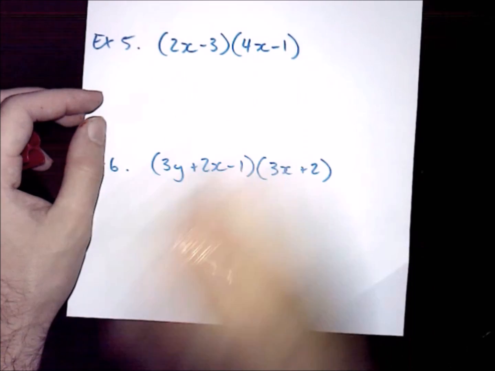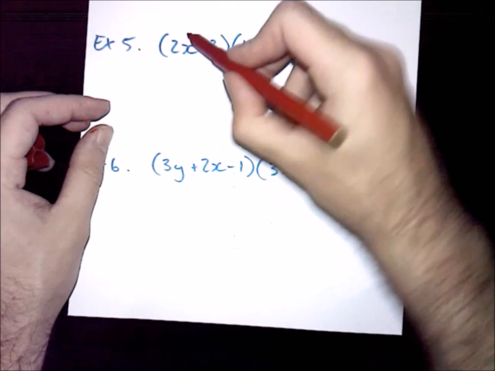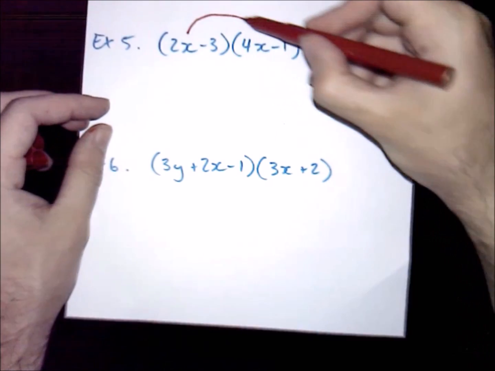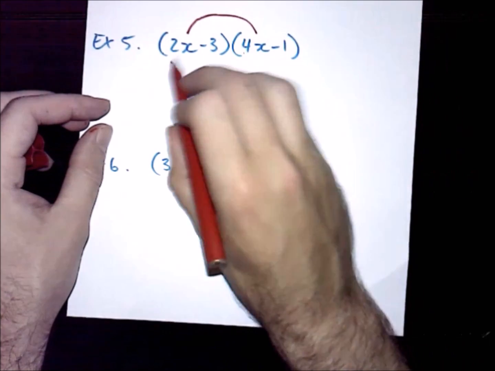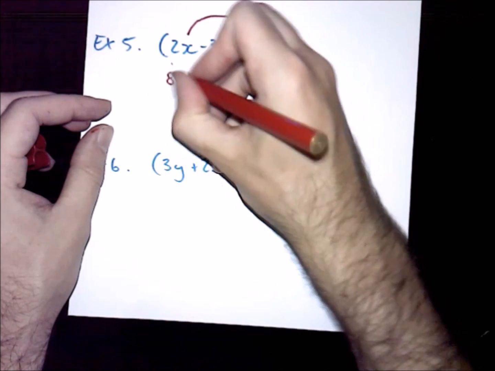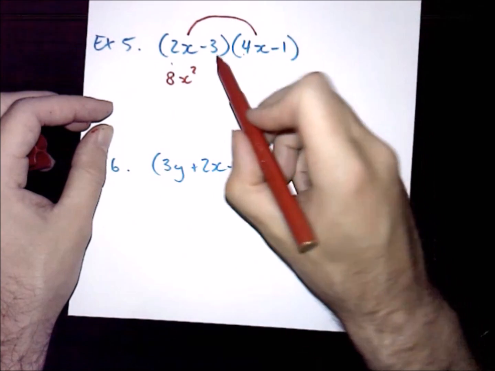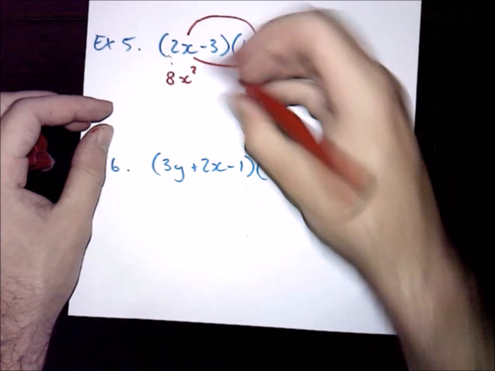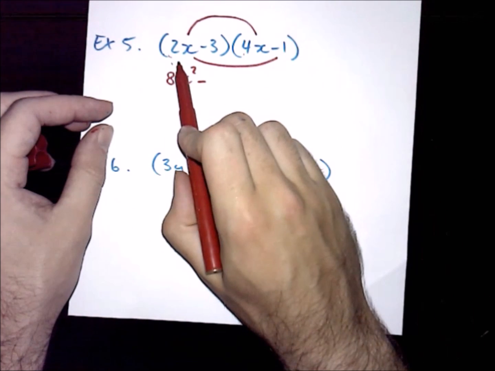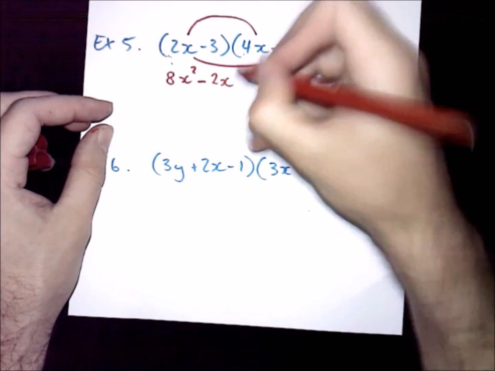Similar situation, but they're all negatives. So we deal with the first one, first term first. So it's going to be 2x times 4x. So it's a positive times a positive, so it's positive. 2 times 4 is 8. X times x is x squared. Now we'll do 2x times negative 1. Positive times negative is a negative. 2x times 1 is just 2x.